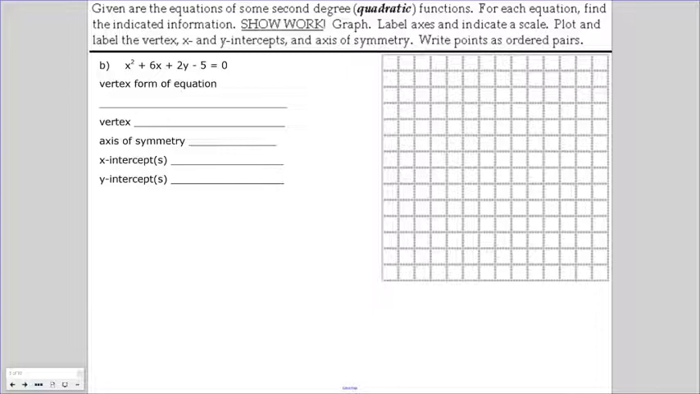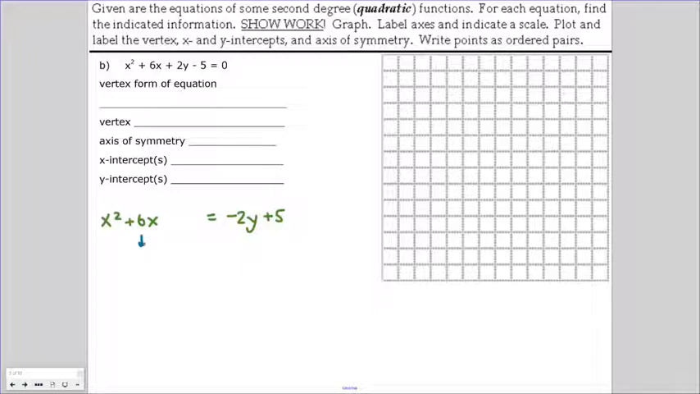In this next equation, same thing. We want to write the vertex form and then find the vertex, axis of symmetry, and the intercepts. So let's do this one more time. We're going to take this equation. We're going to move everything that doesn't have an x to the right-hand side. I'm going to keep everything that does have an x on the left. So x squared plus 6x stays on the left. And then we're going to move that 2y and that negative 5 to the right. And in order to do that, I'm going to subtract 2y's from both sides, and I'm going to add 5. I'm going to leave space on the left-hand side so that we have a place to complete the square.